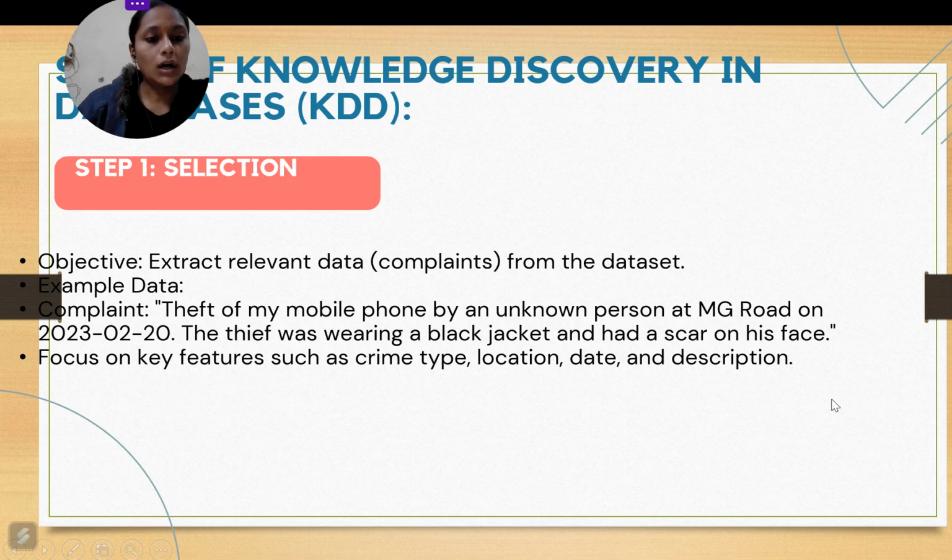First step is selection, and the objective is to extract relevant data from the dataset. For example, complaint: theft of a mobile phone by an unknown person at MG Road on 2023. The thief was wearing a black jacket and had a scar on his face. Next, focus on key features such as crime type, location, date, and description.